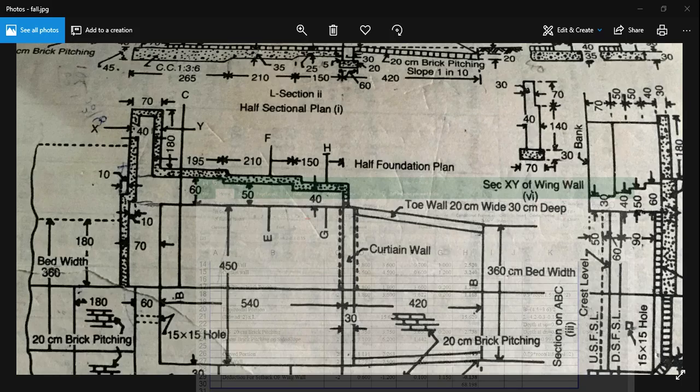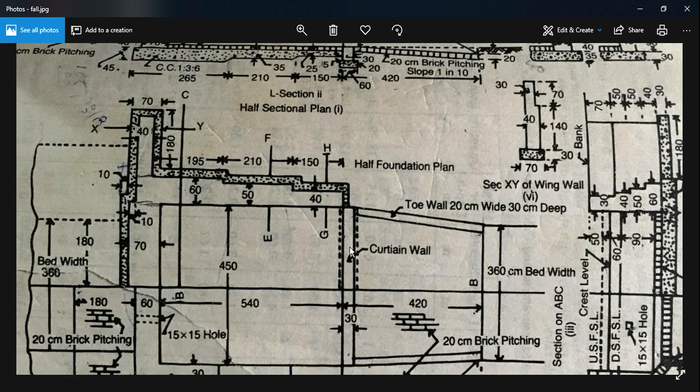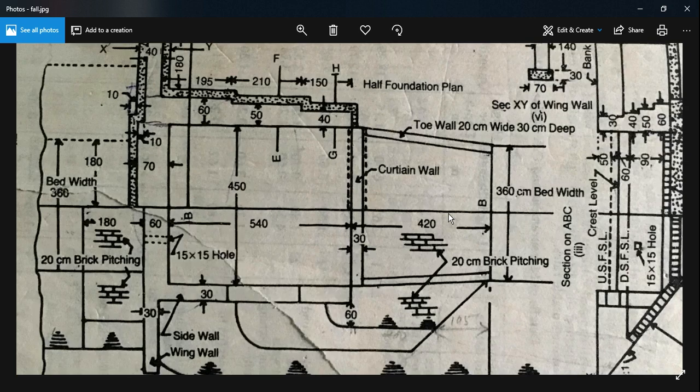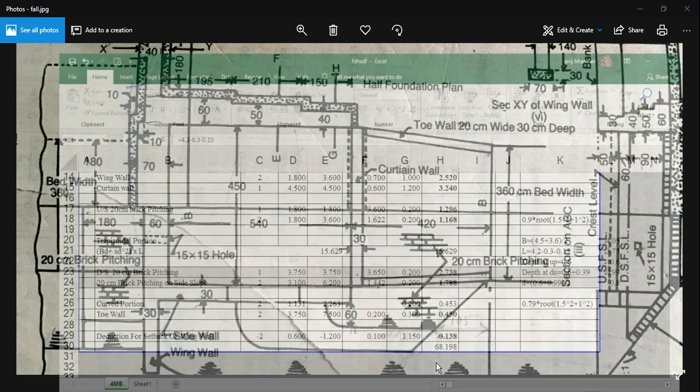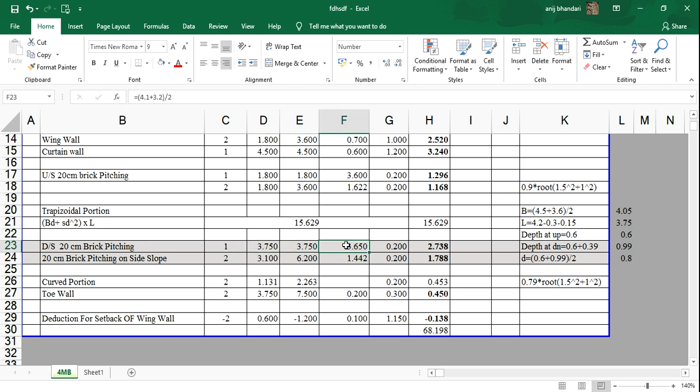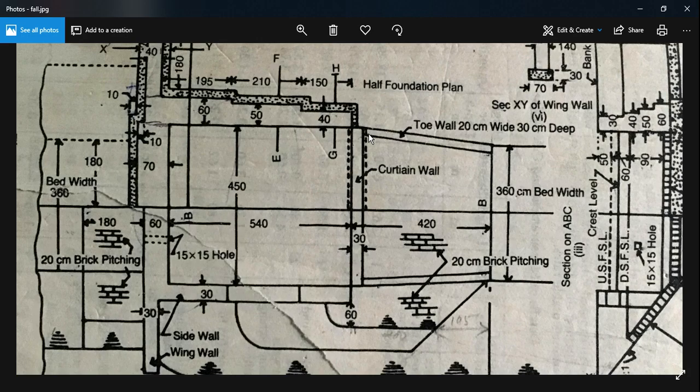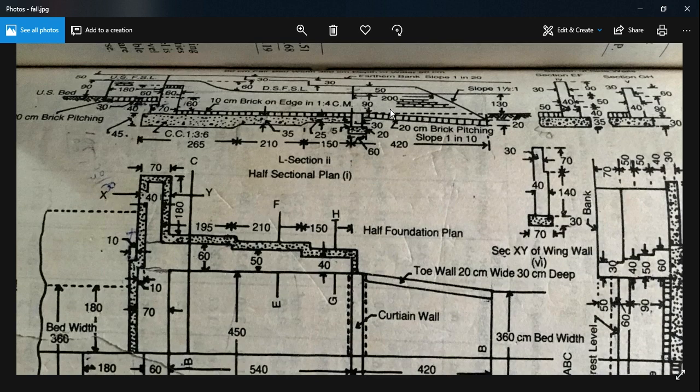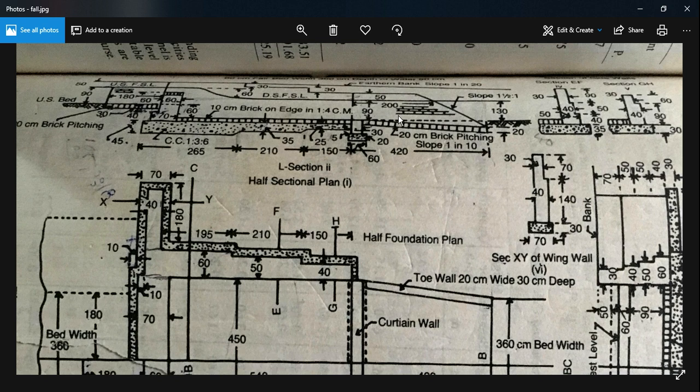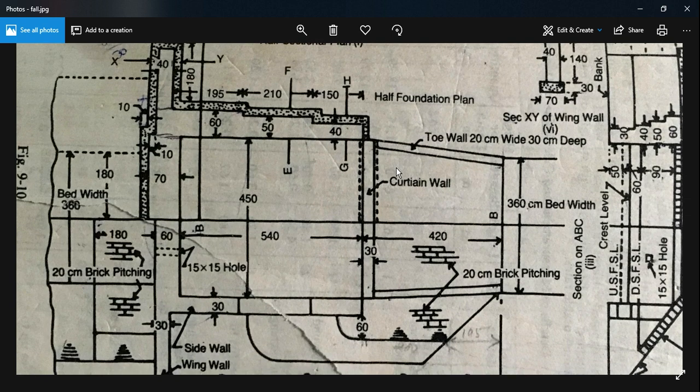That is the length from this portion to here. So for brick pitching, again the length remains the same, 3.75. And for width, we calculated for the trapezoidal portion, this major portion, without brick pitching. Now we are doing brick pitching, but we know there is no brick pitching below the toe wall. There is brick pitching only in between the toe walls.